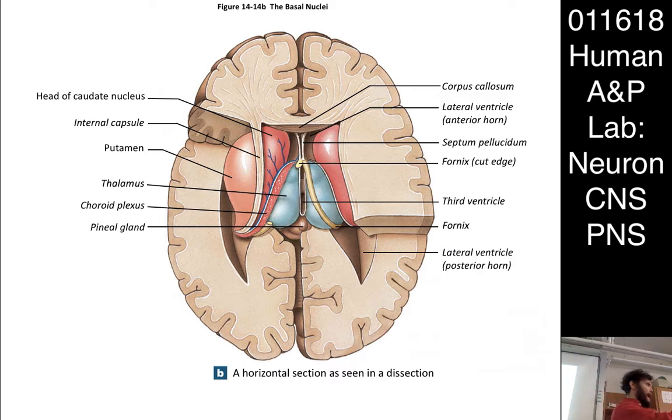Anyways, you can see the eye of the moose right here. This is where the massa intermedia between the two thalamuses, the thalamus and the other basal nuclei, would sit right in this space right here where my fingers are.